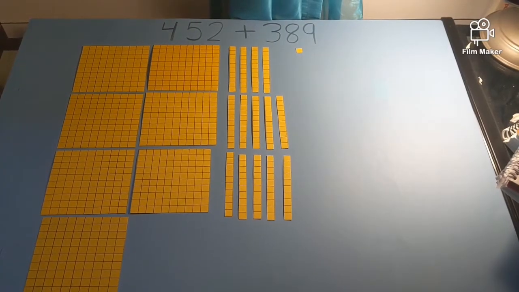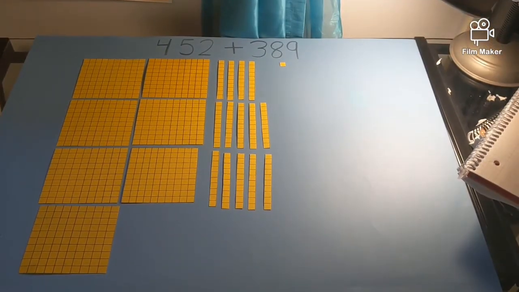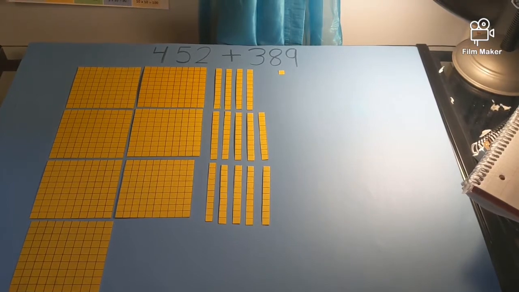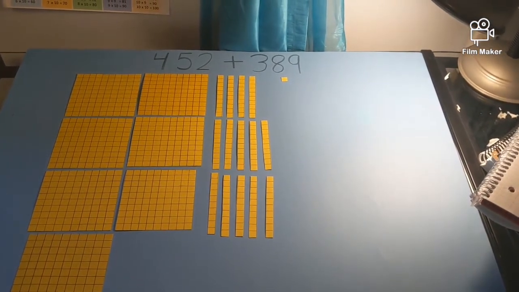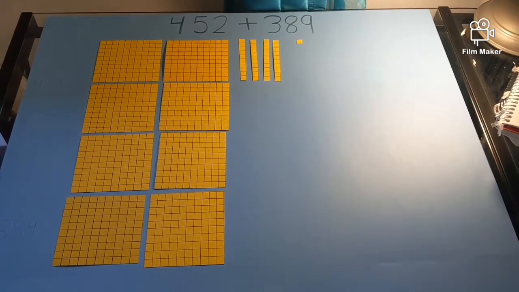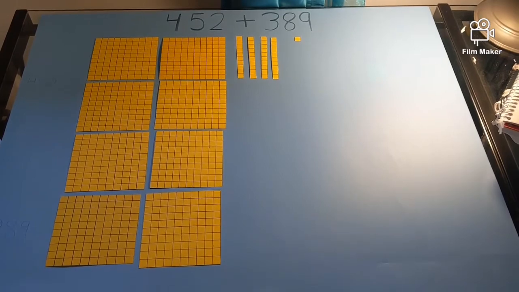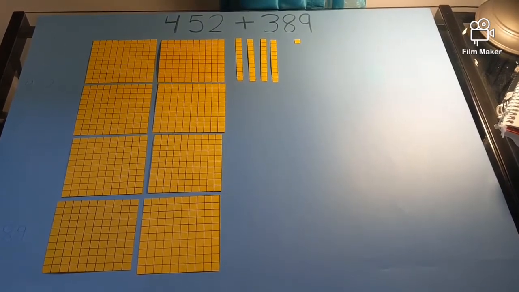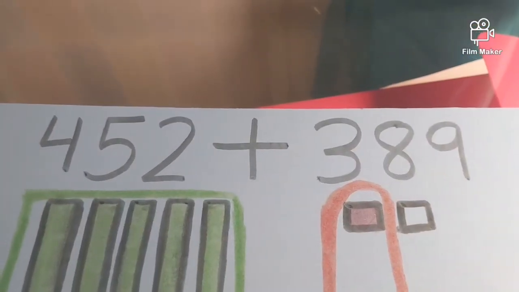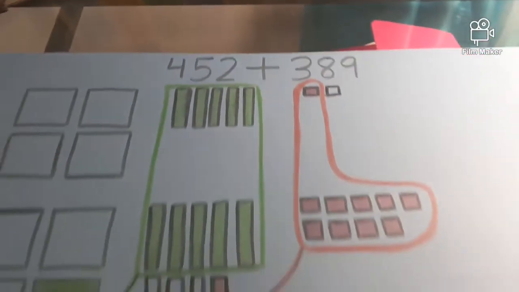We know that 10 rods of 10 is the same as 1 flat of 100. We can take 10 of these rods away and replace them with 1 flat of 100. Now we have 8 flats of 100, 4 rods of 10, and 1 individual tile. Therefore, our sum is 841. We will now model this in a similar way as last time, but this time we will draw the blocks.